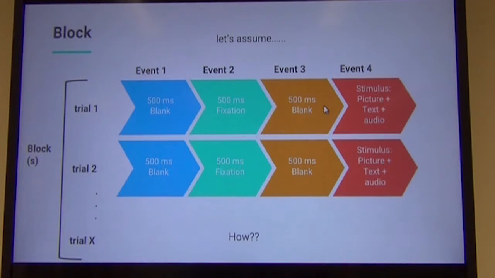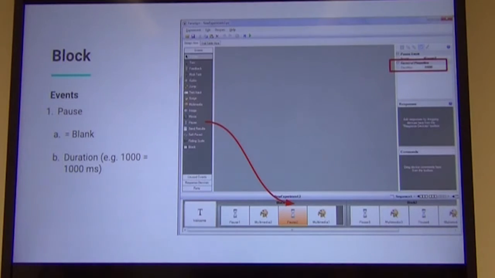So for example, I want to build an experiment with these events in one trial. Maybe I will first show a blank of 500 milliseconds, and then there will be a fixation point for 500 milliseconds, and then another 500 milliseconds of blank, and finally you will present the stimulus. And then next will be trial 2, similar but with another stimulus. So now you can go back to your block.